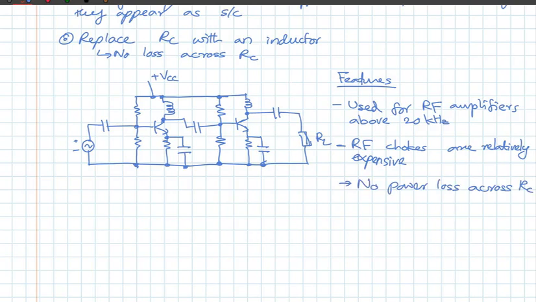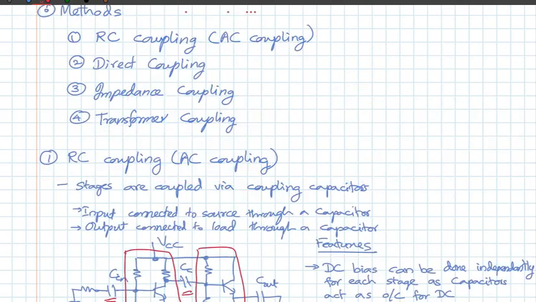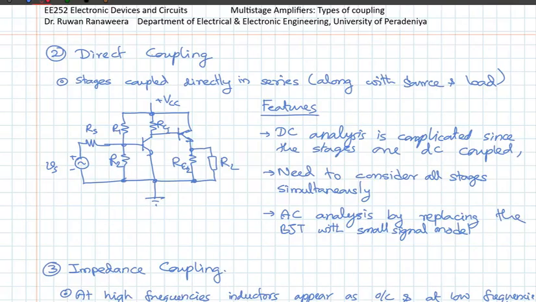So in this case, what are my stages? This is one stage, this is another stage. These are stage 1 and stage 2. In the previous case, the direct coupled one, this is one stage, and this is the second stage.